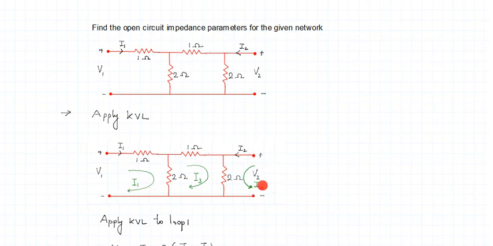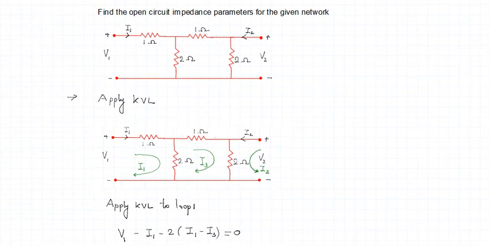This loop we have called loop 2, because there is a current I2 which flows through this particular loop. Therefore, if we have a current I2 associated with this loop, let us call it loop 2, right? And then the only loop which is left, we'll call loop 3.